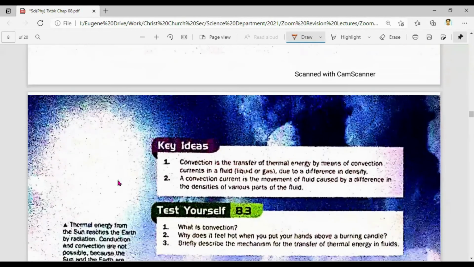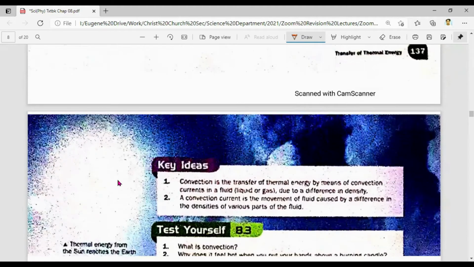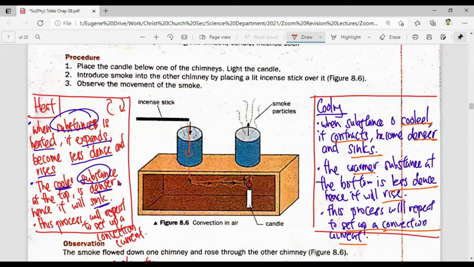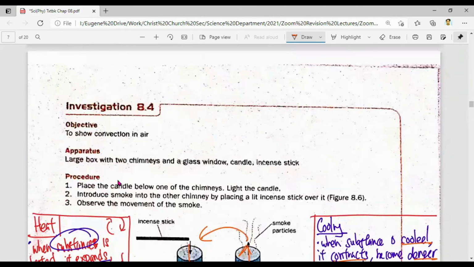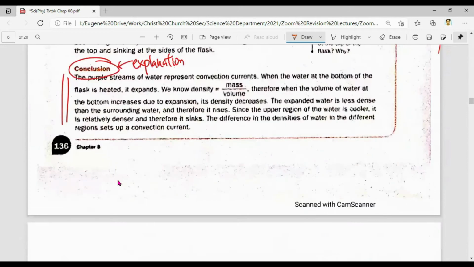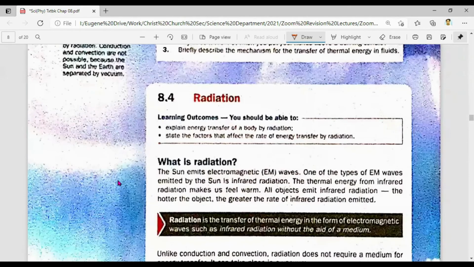So for convection, if you know how to describe it, or you know how to draw, I just want to draw the convection of how it will roughly look. So this one over here, where there's two. Okay, let's go on to the last part, which is radiation.